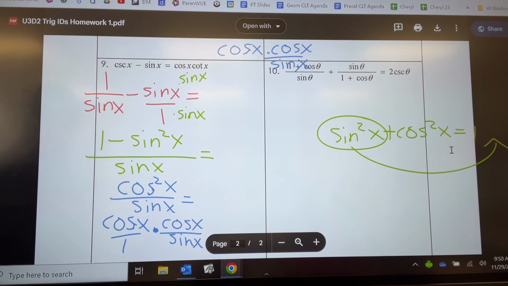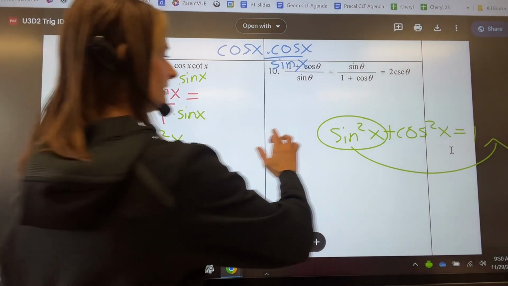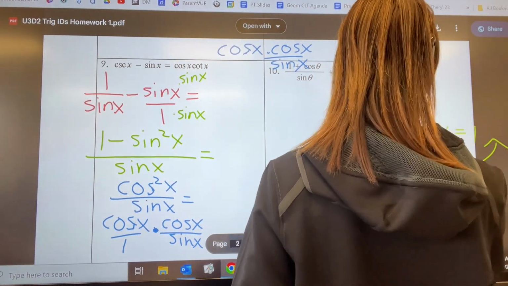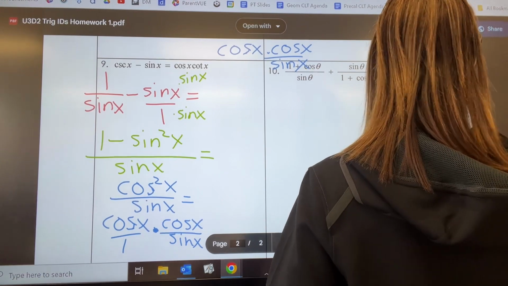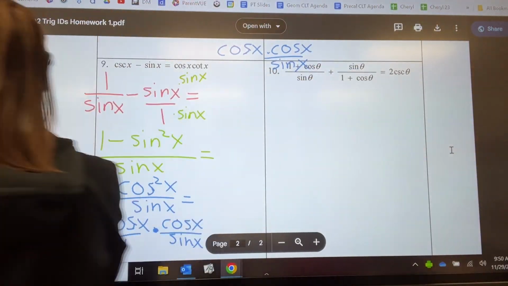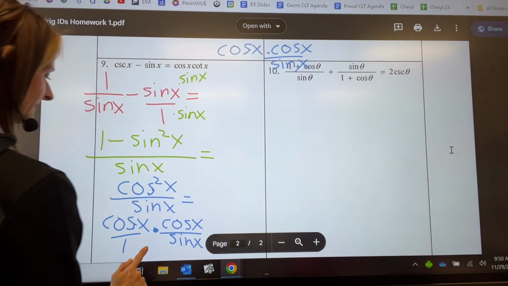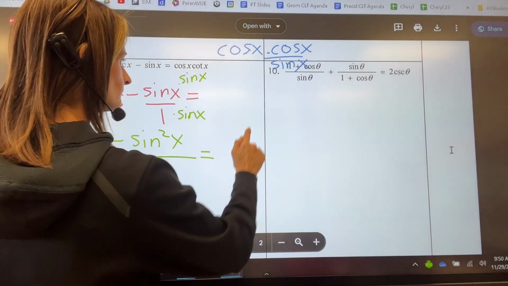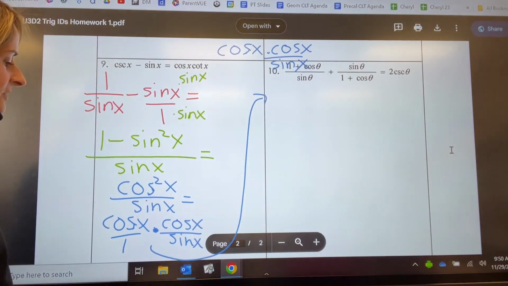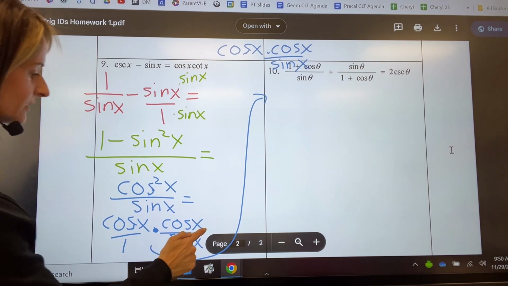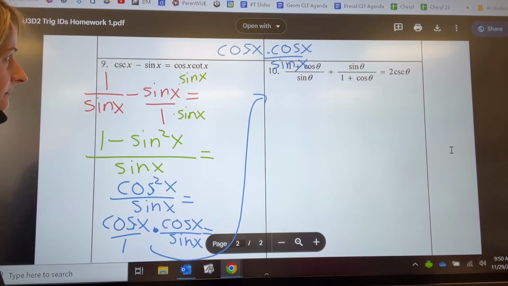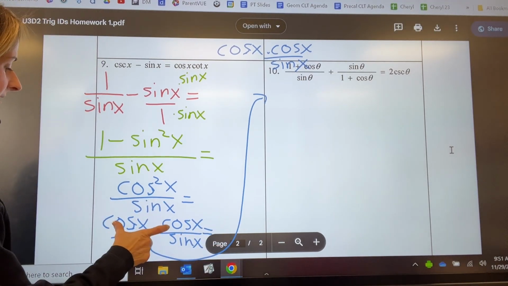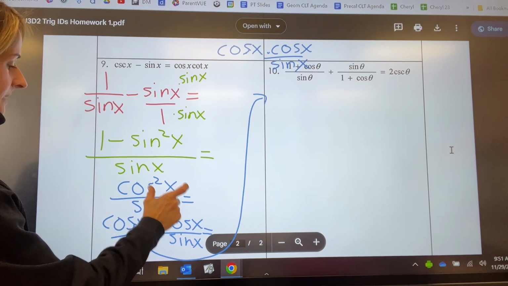And now I've run out of room. And when you run out of room, the best thing to do is to draw an arrow to somewhere else on the paper that there's plenty of space, just so everyone knows where you're going. So like this. And just finish the problem. So I forgot my equal sign. I'll put my equal sign there. And now I'm going to rewrite this as cosine times cotangent.